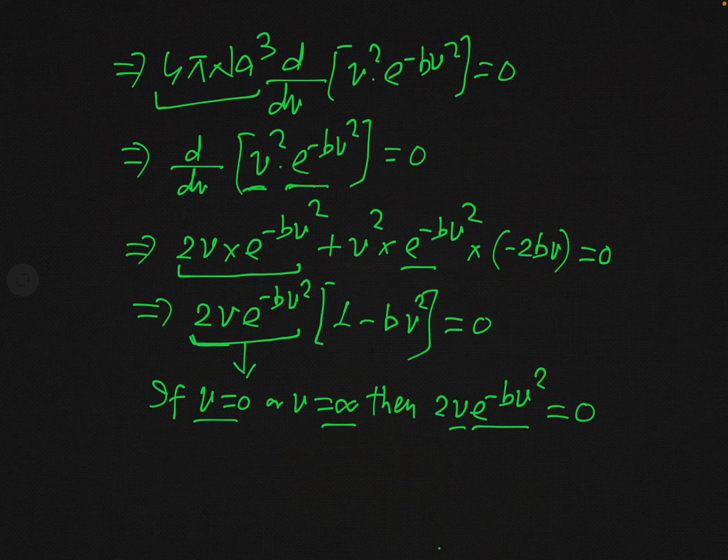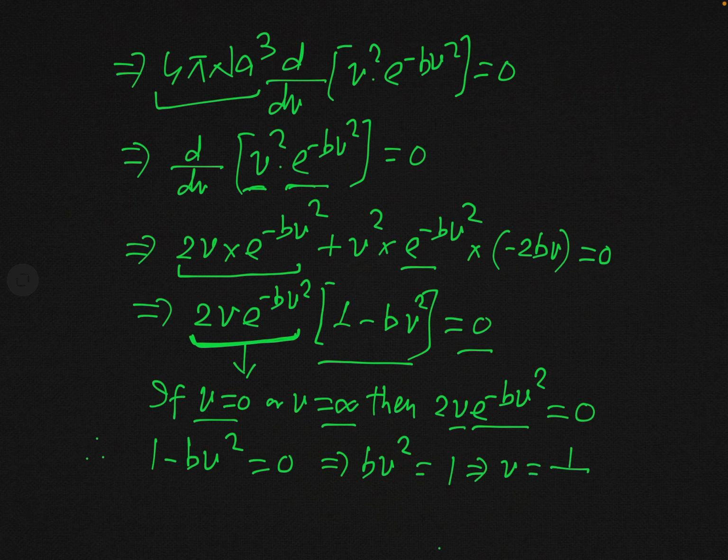So you cannot say that this outside factor is always 0. It can be 0 only when either v is 0 or v is infinity, but our result is always 0. So what do we conclude from here? Since this outside factor is not always 0, definitely the factor inside the square bracket must be 0 always. Therefore, 1 minus bv square must be 0, and so bv square will be equal to 1, and this v will be equal to the square root of 1 over b.